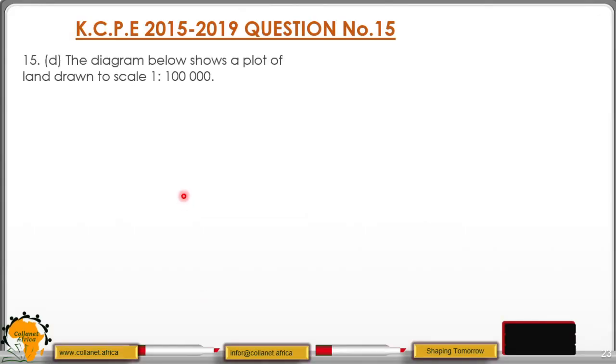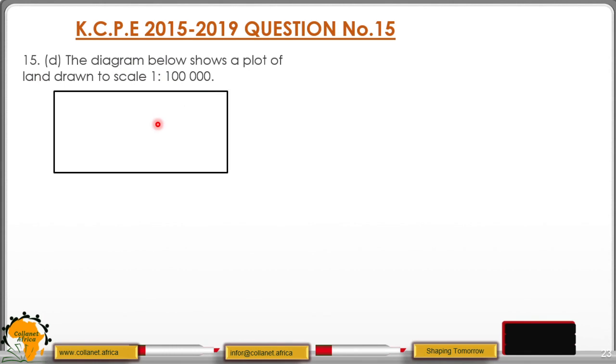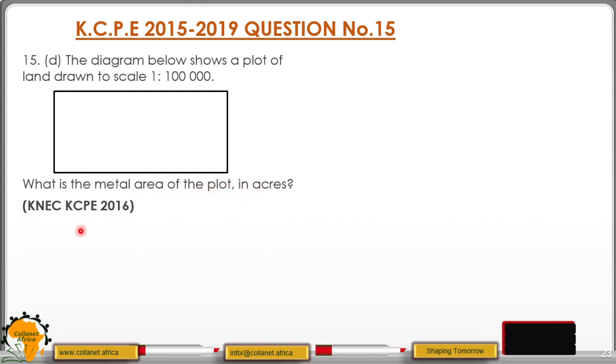We move on. Part D, the diagram below shows a plot of land drawn to scale 1:100,000. So we have that plot. What is the area of the plot in acres? In this case, what you need to know is the meaning of the scale: it means 1 centimeter on the paper represents 100,000 centimeters on the ground.